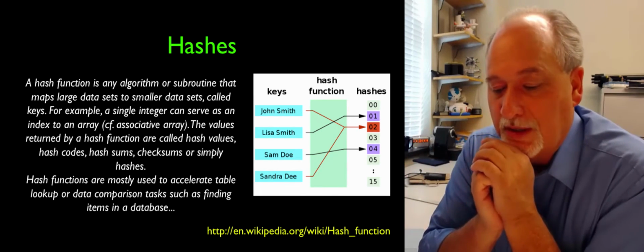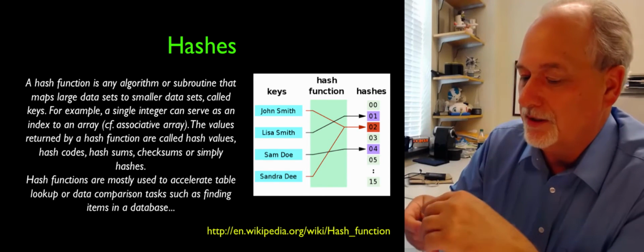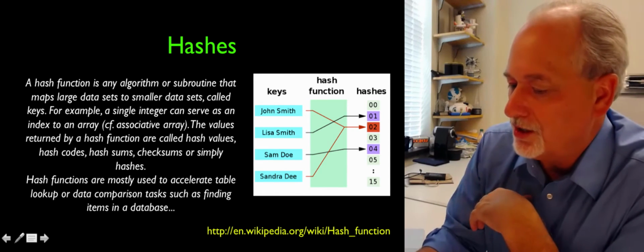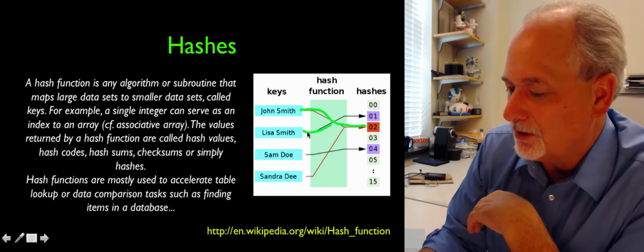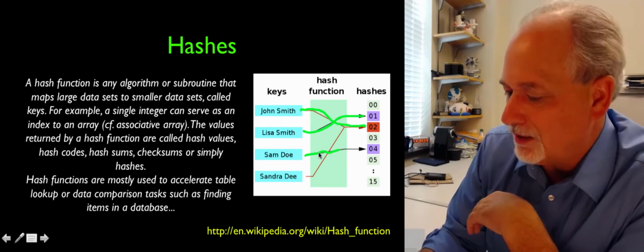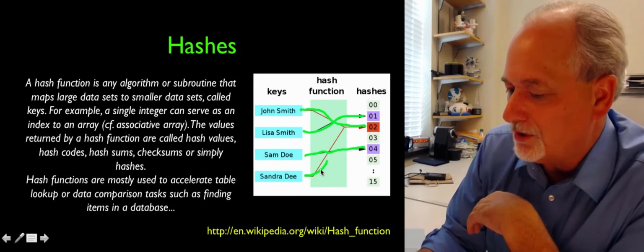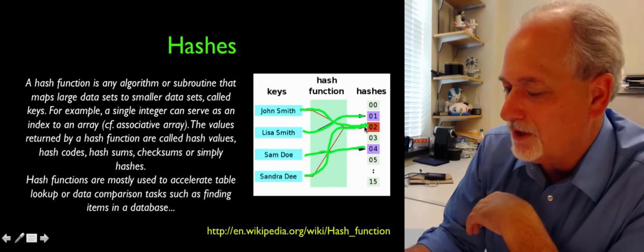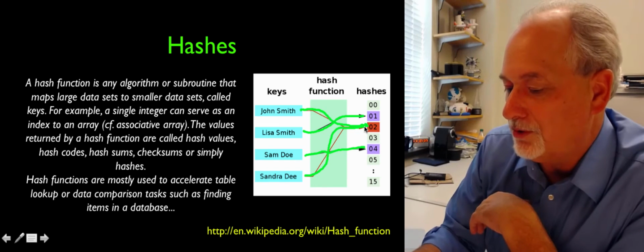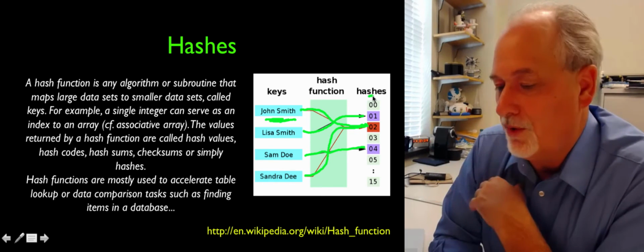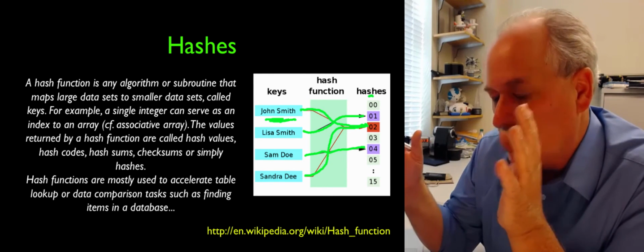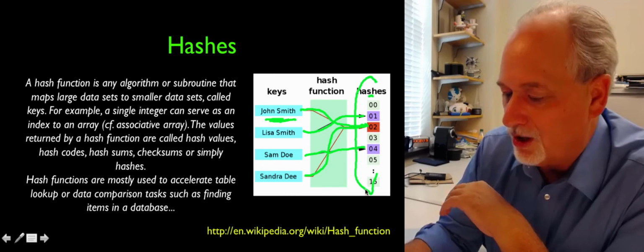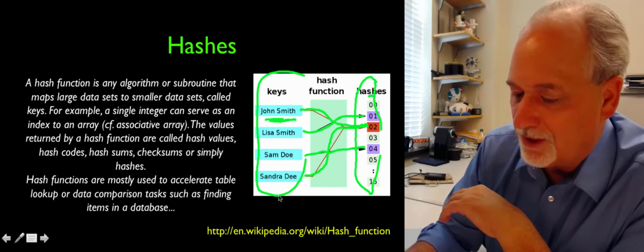But the problem is that hashes might have collisions, right? So John Smith, when we run it through this function, might end up with 2, and then Lisa Smith will end up with 1, and then Sam Doe ends up with 4. But if we run Sandra D through, we'll end up with 2. And so we have to deal with what's called collisions. But when you do it, this can be very long and this can be very short. And it's a very efficient way to make the lookup table be based on these smaller numbers rather than on these long values.